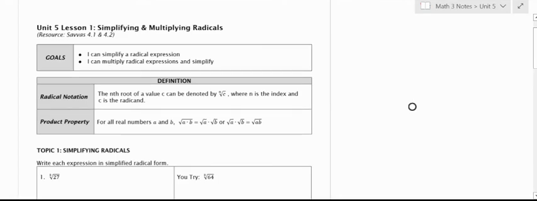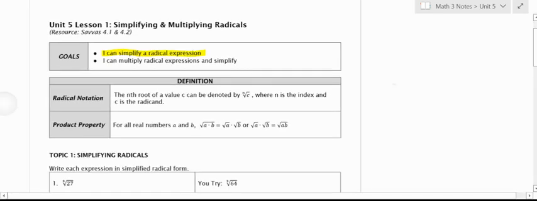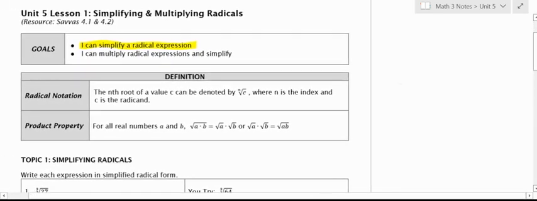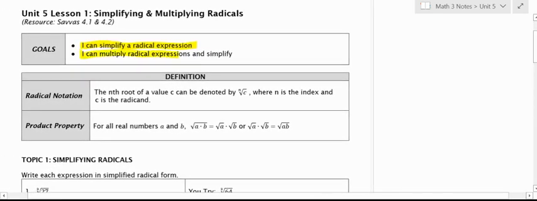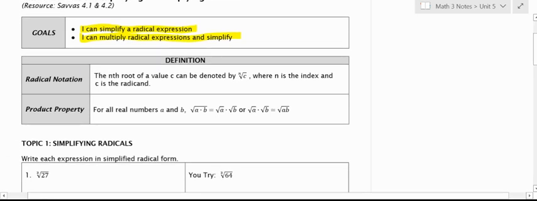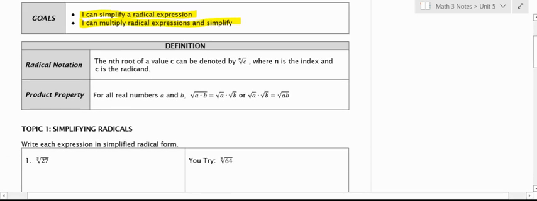This is the video for Unit 5, Lesson 1, Simplifying and Multiplying Radicals. The main goals here are simplifying a radical expression and multiplying expressions and simplifying. Simplifying radicals is something that we did in Math 2. What we're going to look at today is finding not just square roots, but cube roots or nth roots for variables and values.